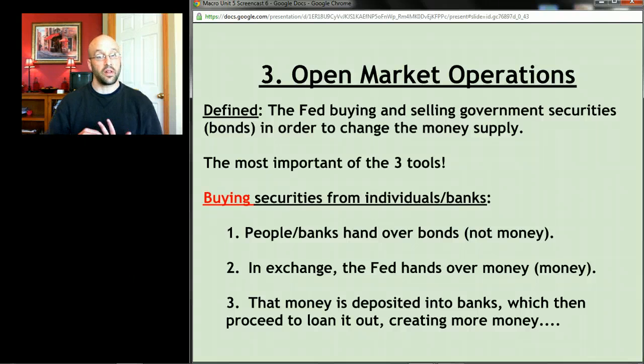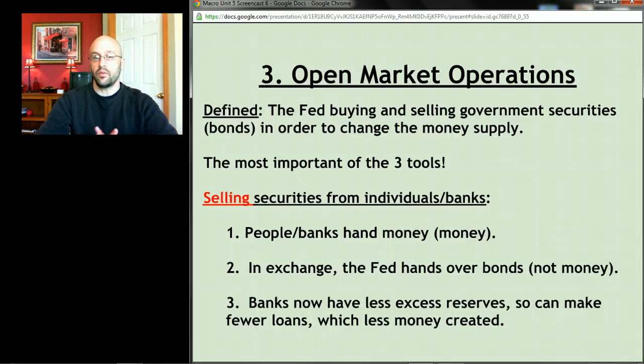And one of the things that people have a lot of are bonds. So that's one of the ways that the Fed can get money into the economy. Conversely, when the Federal Reserve sells government securities like bonds, it's acting like a vacuum cleaner of money in the economy. It's sucking money out of the economy. Because what happens is that people hand over money to buy these bonds from the Federal Reserve, so the Fed's taking the money out of the economy. In exchange, the Fed is handing over these things called bonds that aren't money, and now banks have less excess reserves, so they can make fewer loans, and we're going to see a decrease in the money supply.